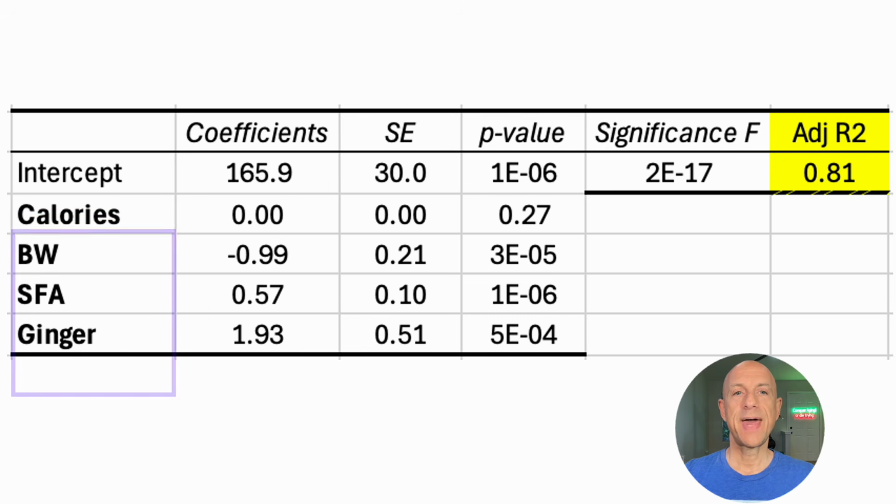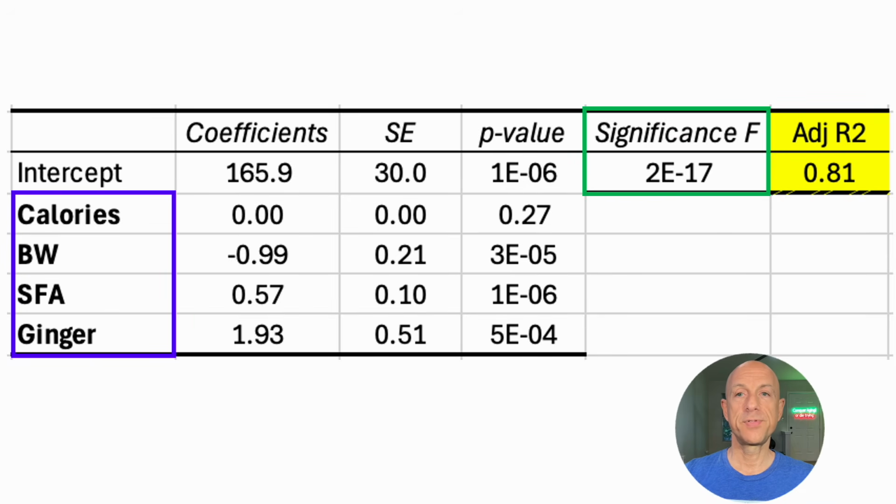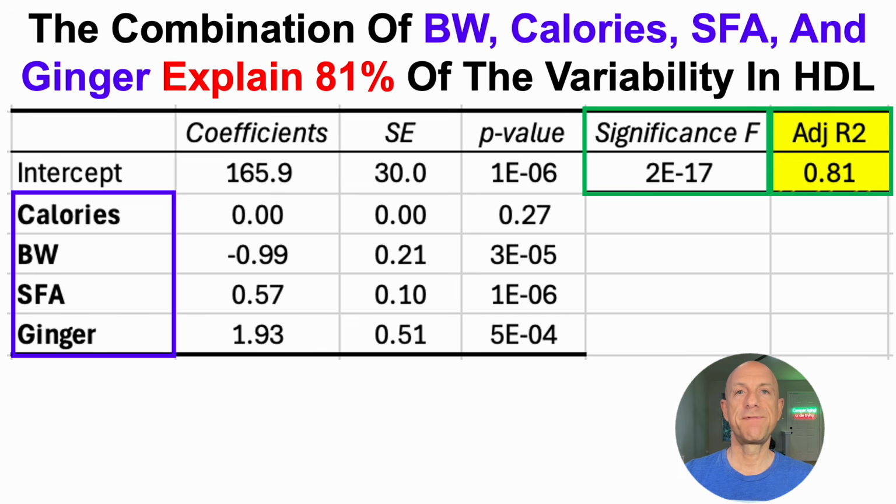And we can. And that involves 4 variables now: calorie intake, body weight, saturated fatty acids, and ginger. And the combination of these 4 variables, when looking at their collective association with HDL, we can see that it's statistically significant. And now that significance F has an even lower p-value than the previous model that only included calories and body weight at 2 times 10 to the negative 17th power. And we can see that the adjusted R squared is now 0.81 or 81%. In other words, the combination of these 4 variables, calories, body weight, sat fat, and ginger, explain 81% of the variability in HDL. Okay, so these may just seem like numbers, so what?